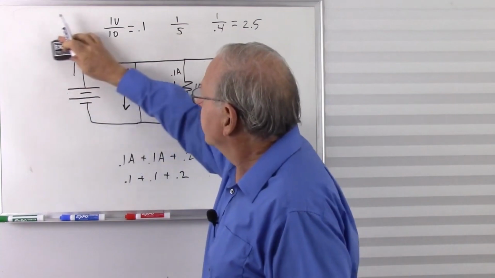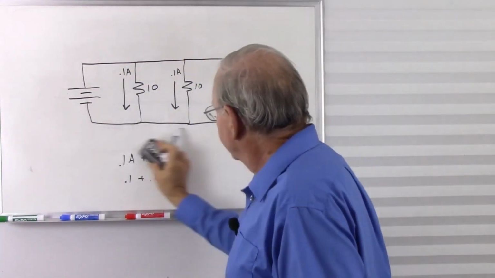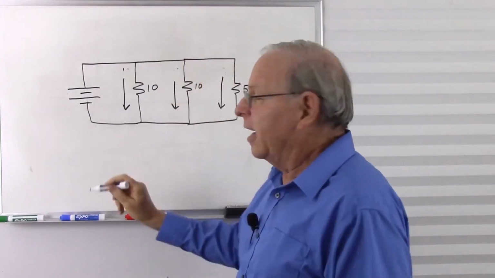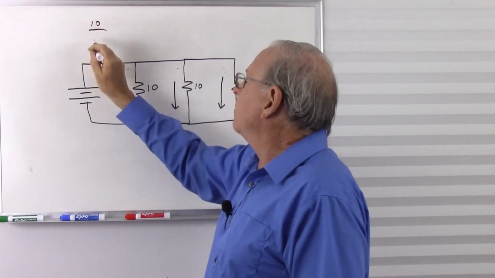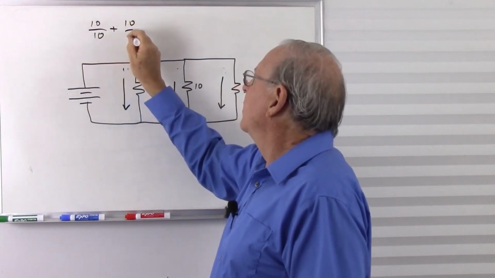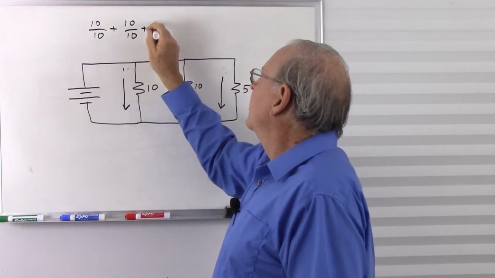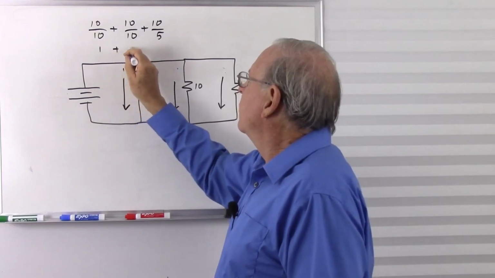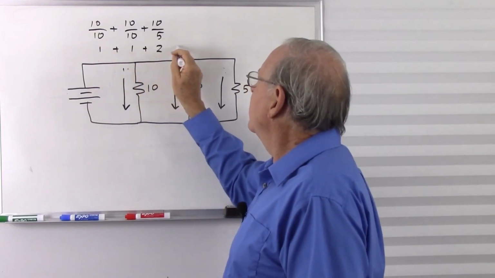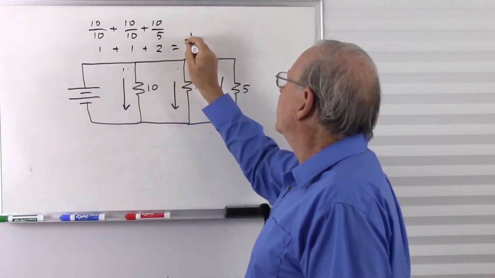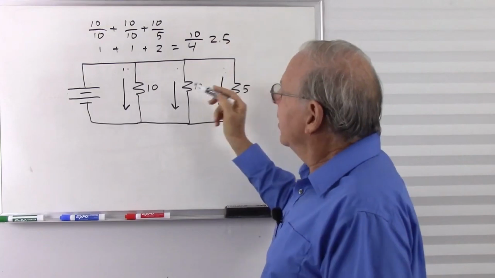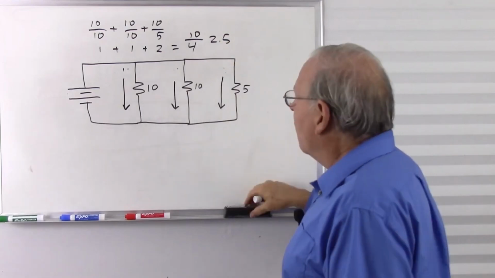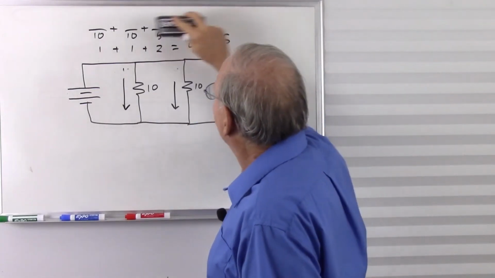So if we did that with the 10 volts here, erase our currents again, what do we have? We have 10 divided by 10 plus 10 divided by 10 plus 10 divided by 5, which equals 1 plus 1 plus 2, which equals 4. 4 goes into 10, 2.5 times. So we simply took our Ohm's law again and again, or we can imagine that's a 1 volt battery.